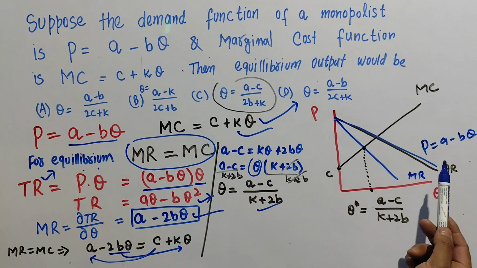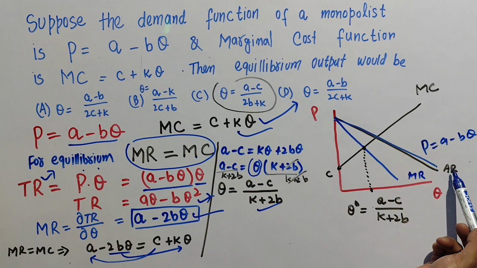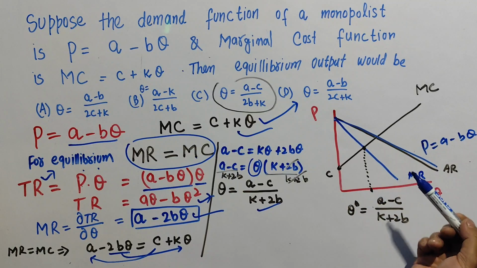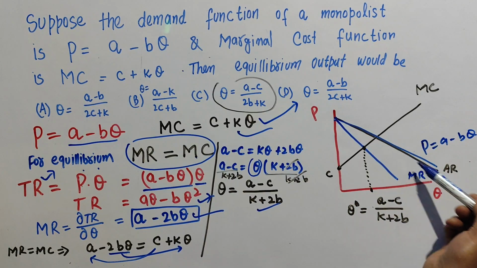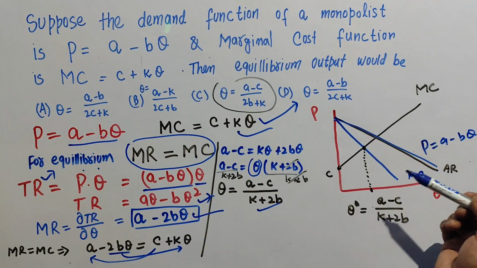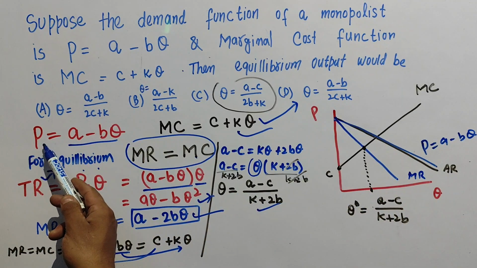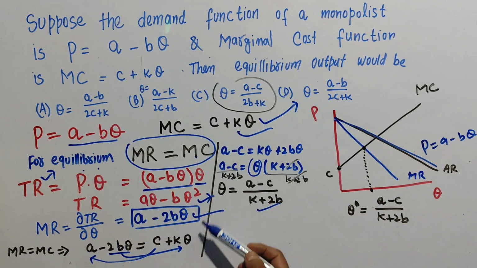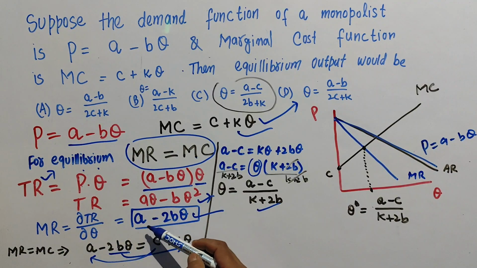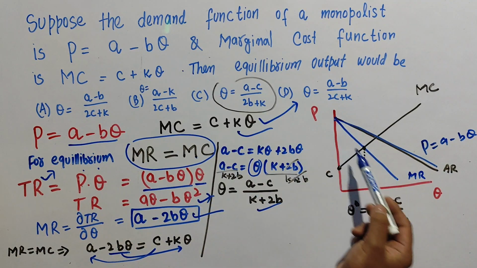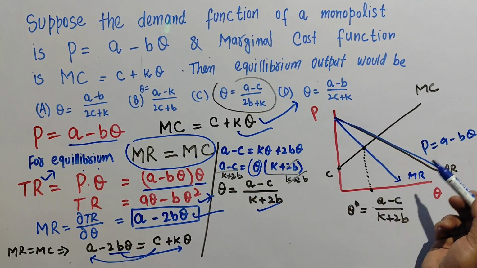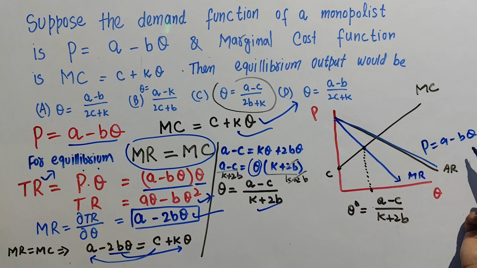The intercept of the average revenue function is the same as that of the marginal revenue function, and the slope of the marginal revenue function is twice the slope of the average revenue function. Here you can see this is our average revenue function A − BQ, and the marginal revenue function is A − 2BQ. So the slope of the marginal revenue function is twice the slope of the average revenue function.